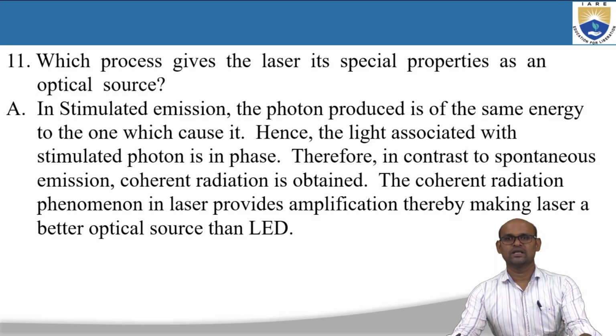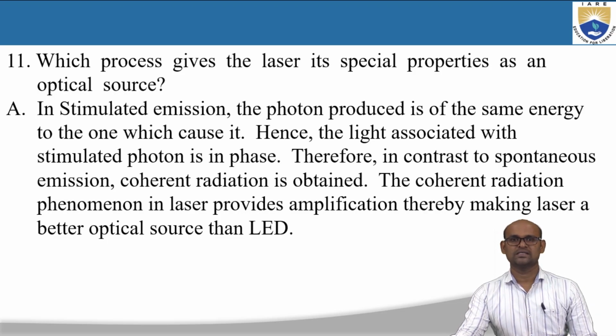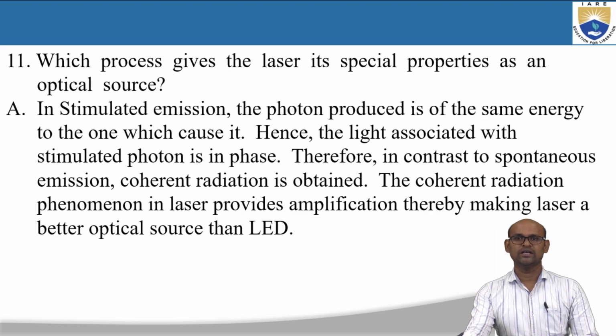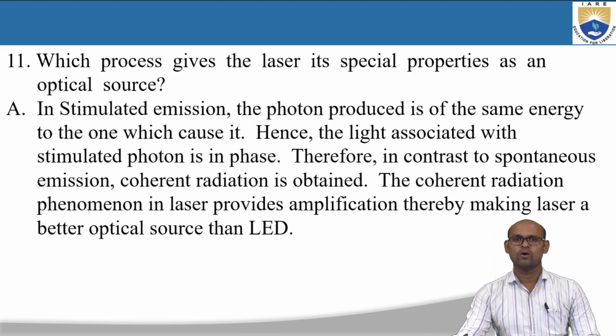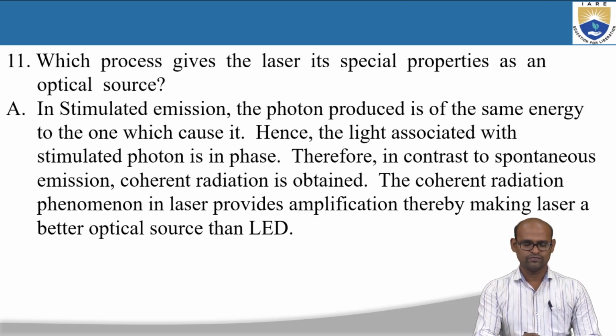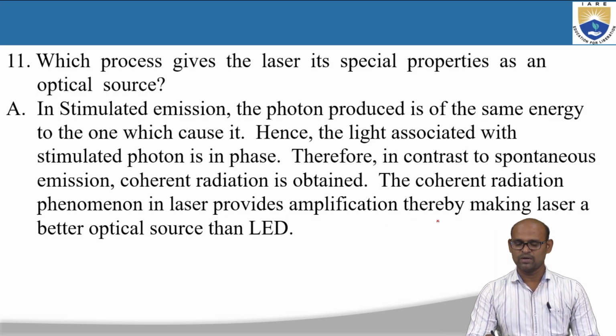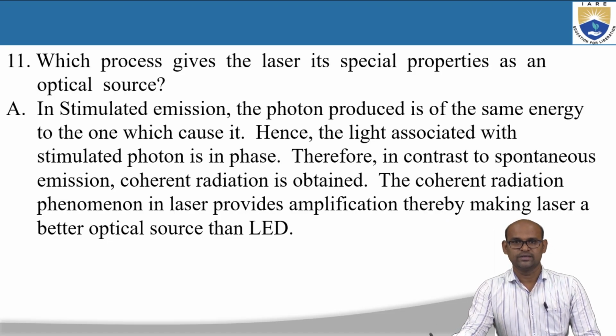Which process gives the laser its special properties as an optical source? In stimulated emission, the photon produced has the same energy as the one which caused it. Hence, the light associated with the stimulated photon is in phase, as I just discussed. Therefore, in contrast to spontaneous emission, coherent radiation is obtained. The coherent radiation phenomenon in a laser provides amplification, thereby making a laser a better optical source than an LED.